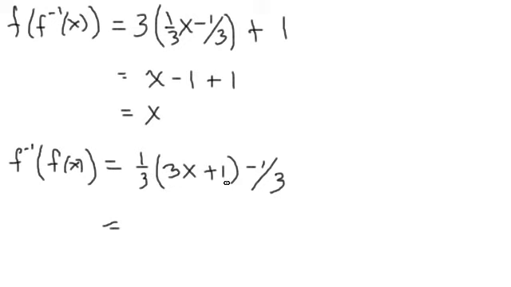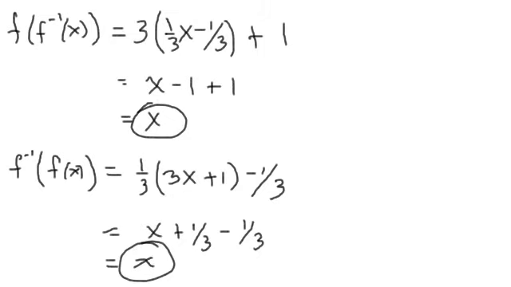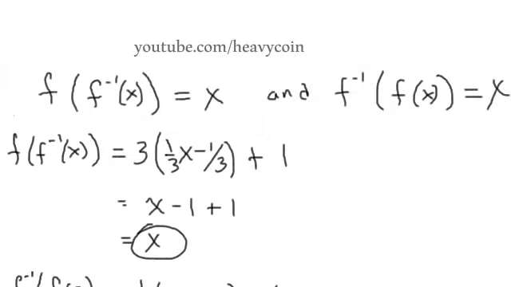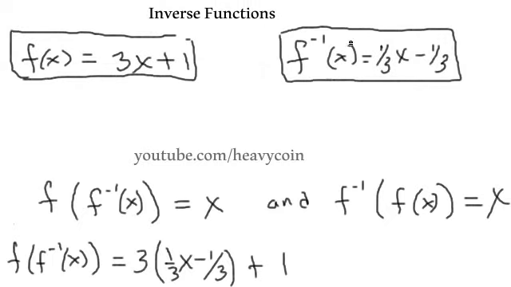And we distribute this 1/3 across, and so we have x plus 1/3 minus 1/3, and I'm not going to rewrite that. And so that all condenses down to x also. So as you can see, they both condense down just to x, and that means that these two functions here are inverses of each other.